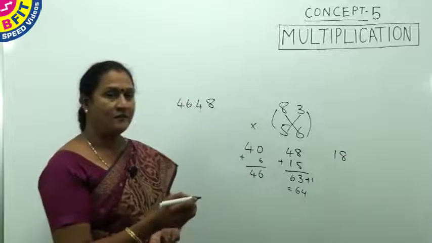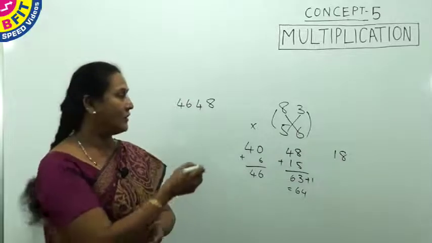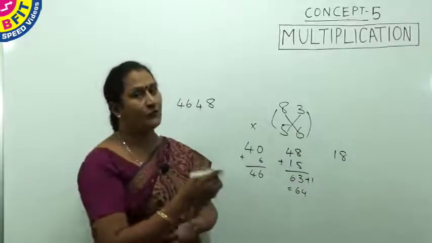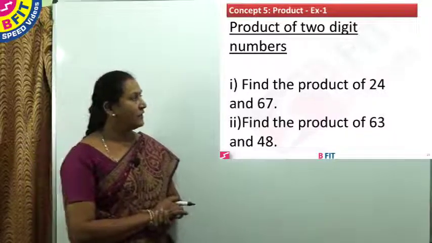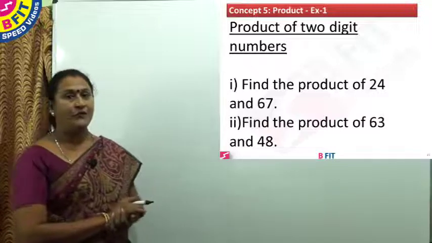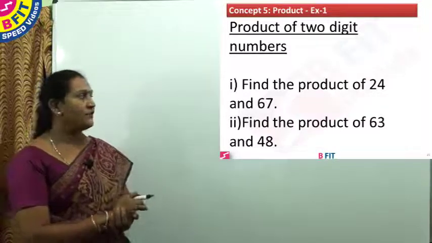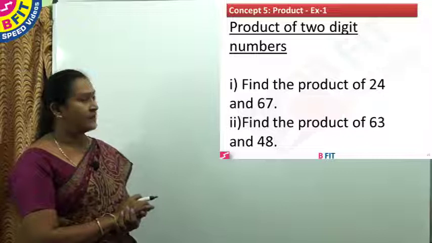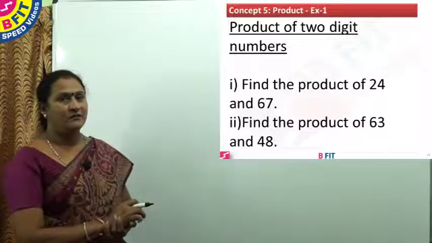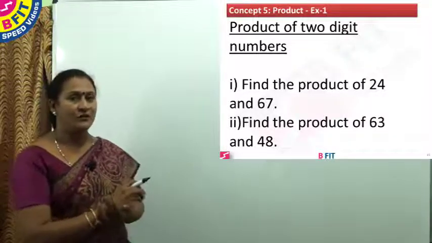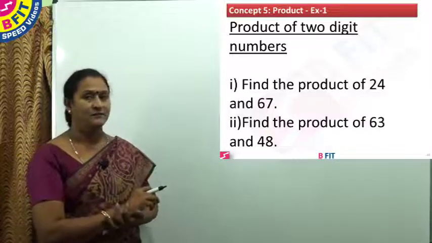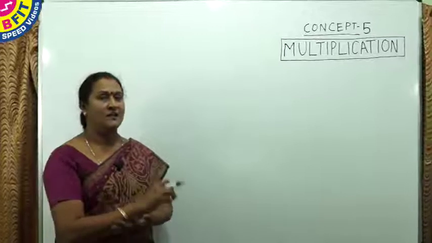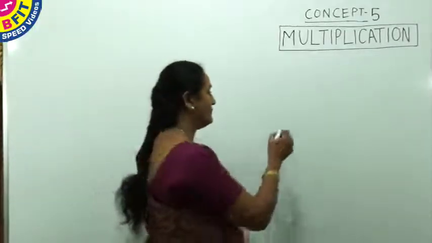We'll see a few examples to work out the product of 2 and 2-digit numbers. So now the question is, find the product of 24 and 67 and find the product of 63 and 48. So, friends, pause the video for a few seconds and get the product, and now we'll check with the answer.